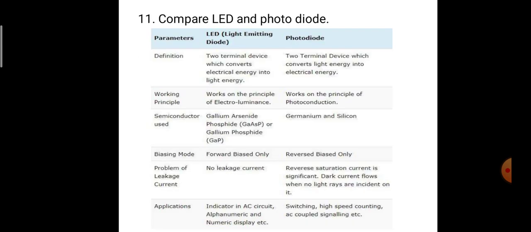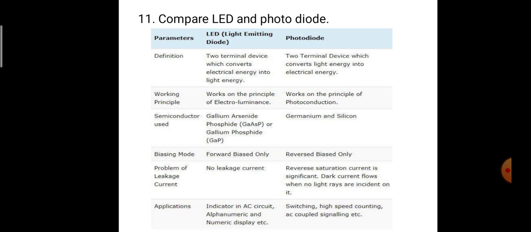11th question. Compare LED and photodiode. Definition. LED is a two-terminal device which converts electrical energy into light energy. Photodiode is a two-terminal device which converts light energy into electrical energy. Working principle. LED works on the principle of electroluminescence. Photodiode works on the principle of photoconduction.